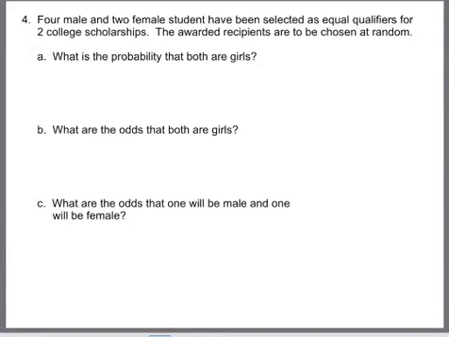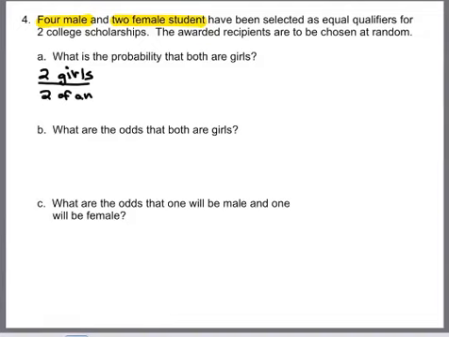It says 4 male and 2 female students have been selected as equal qualifiers for 2 college scholarships. The awarded recipients are chosen at random. So we're taking a group of 2 again, so that means a combination. What is the probability that both are girls? So how many ways can you come up with 2 girls out of 2 of any?